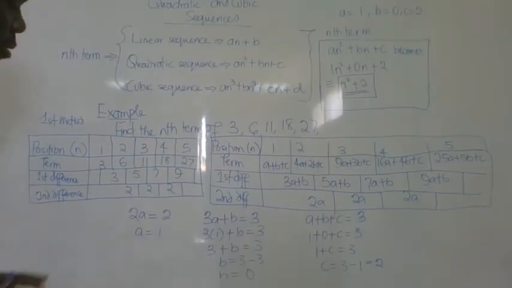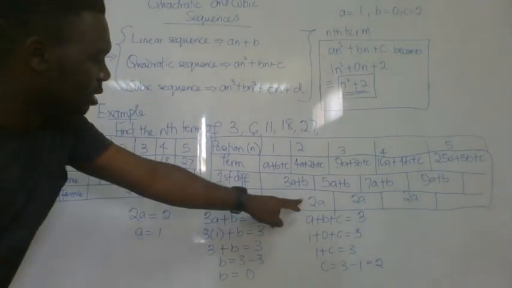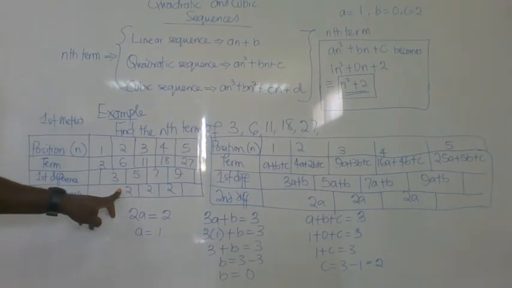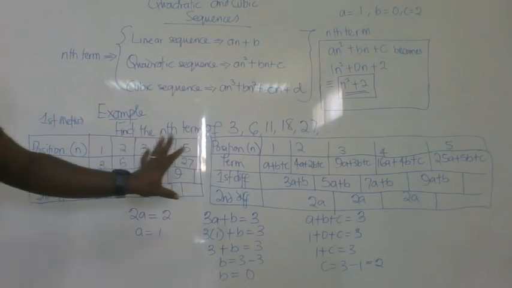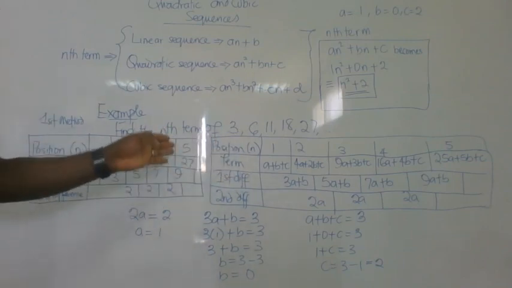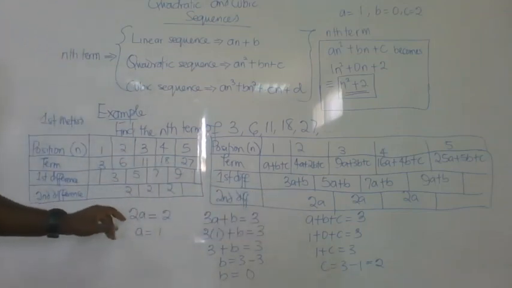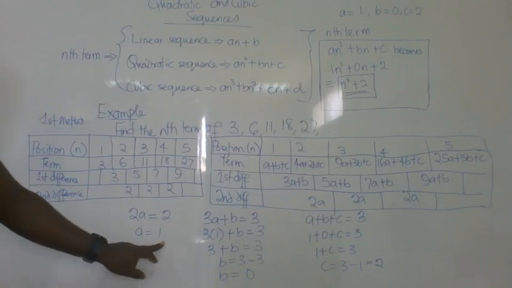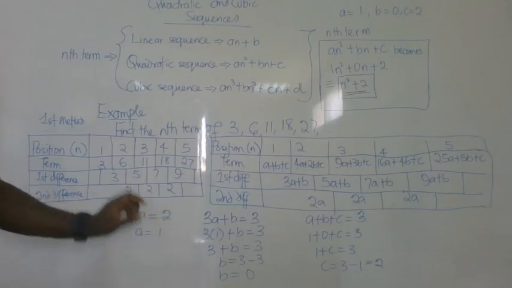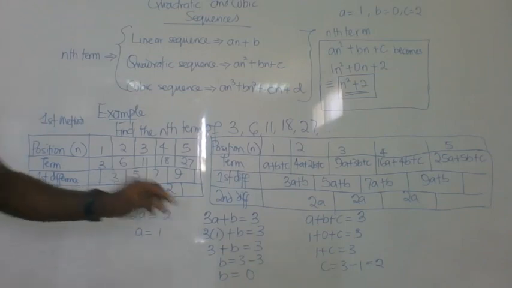Going by what we have on the board, if you equate this to this, you would have 2a equals 2. You can see that they are all in the same line and progression. So 2a equals 2. If you divide both sides by 2, you have a equals 1.